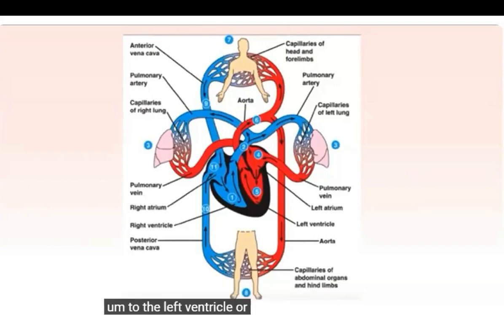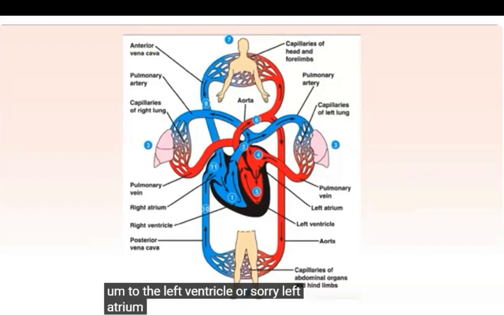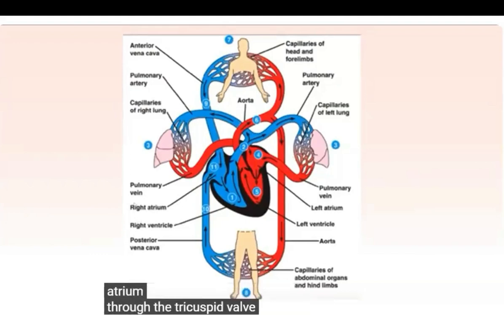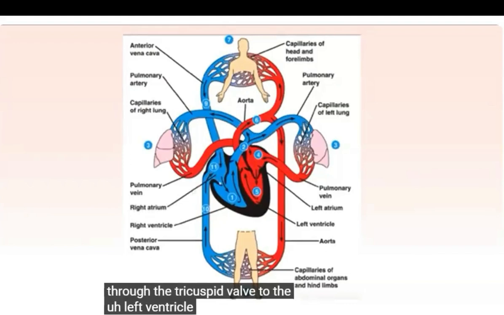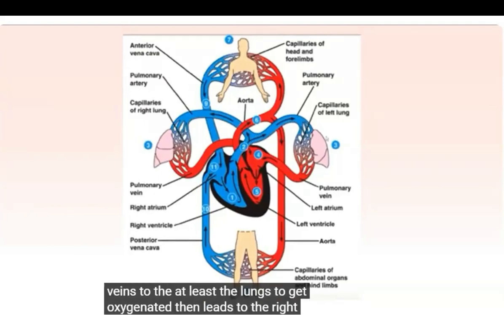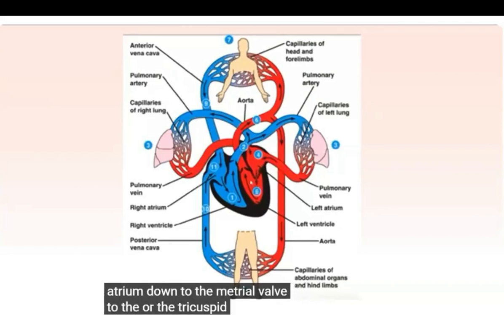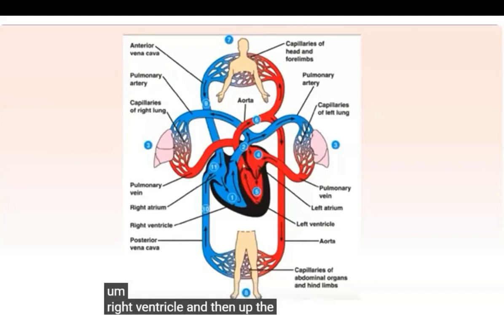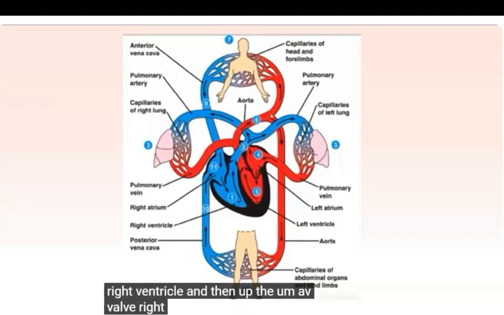All right, so blood flows coming from the vena cava, I think, to the left ventricle, or sorry, left atrium, through the tricuspid valve to the left ventricle, through the pulmonary veins to the lungs, that leads to the lungs to get oxygenated, then leads through the right atrium down to the mitral valve, to the tricuspid valve to the right ventricle, and then up the AV valve, right?